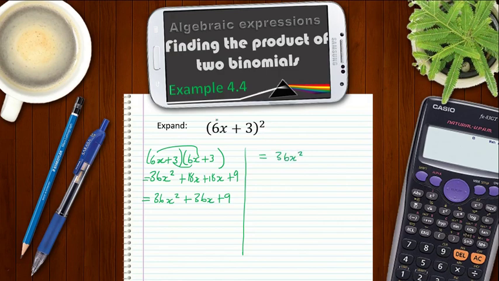Alright, so now the shorter method is to square the first term, and that's 36x squared. Then if I multiply, 6 times 3 is 18, times by 2 is 36, so this gives me plus 36x, and then square the last one, which is plus 9.